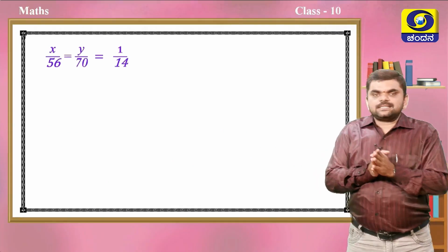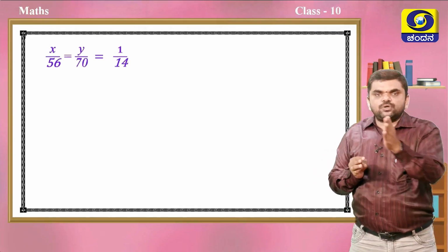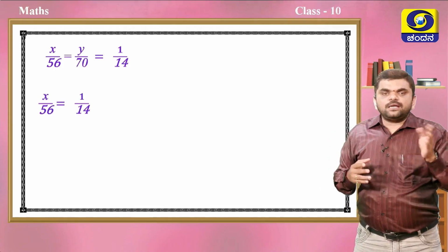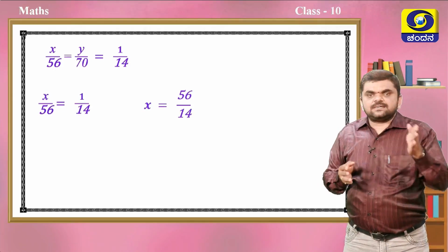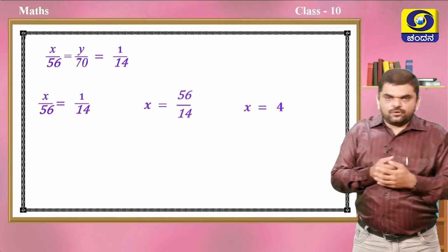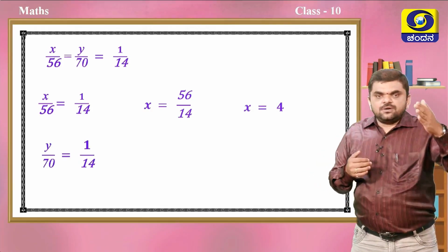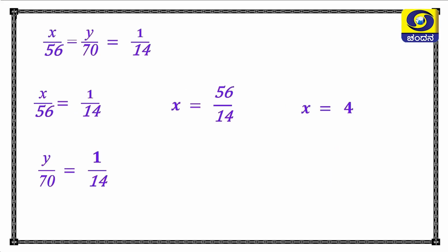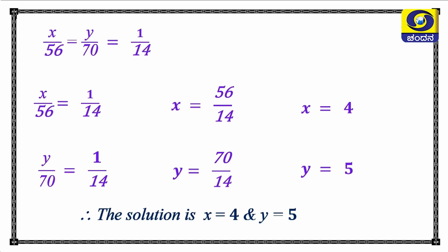Now let us consider x over 56 is equal to 1 over 14. On cross multiplication we get x is equal to 56 divided by 14, that is x is equal to 4. Next, y over 70 is equal to 1 over 14, y is equal to 70 by 14, y is equal to 5. So this is the way we have to solve. The solution of these equations are x is equal to 4 and y is equal to 5, children.